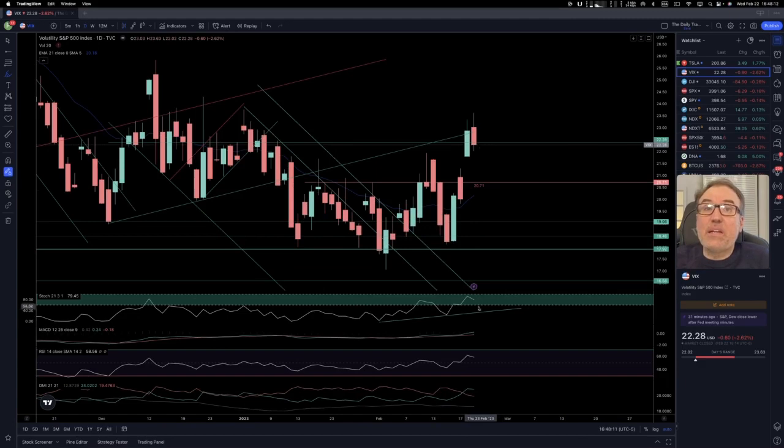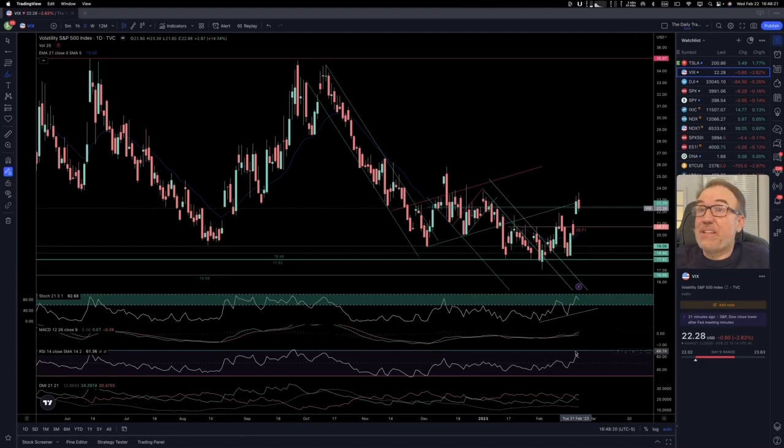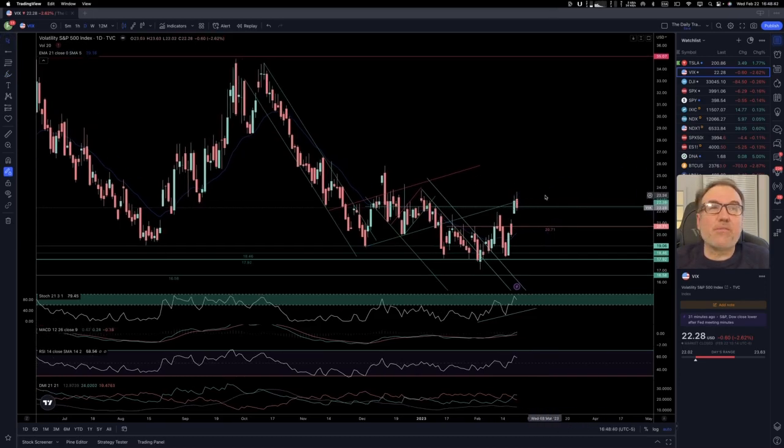We still have a big stochastic at 79, and pretty much all of our indicators are turning green. We only need to have the red line of MACD go above zero in order to have all of our indicators in the bullish mode. So that would not be too good for the stock market. So, we need to be really careful about this.